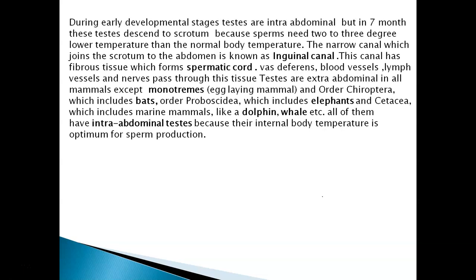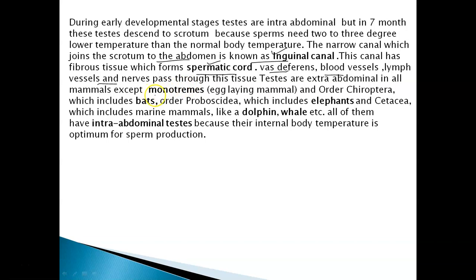Now, which we have just studied. You can see here the inguinal canal, the narrow canal which joins the scrotum to the abdomen. This is just a revision. I have already taught you these terms. What is the spermatic cord? It is made up of fibrous tissue and is present inside the inguinal canal. This spermatic cord has the vas deferens, blood vessels, lymph vessels, and nerves passing through it. The spermatic cord joins all these structures from the scrotum to the abdomen.